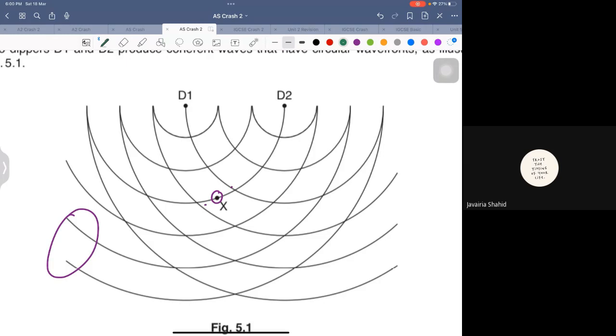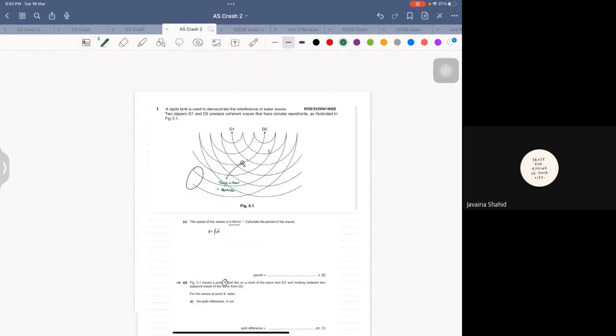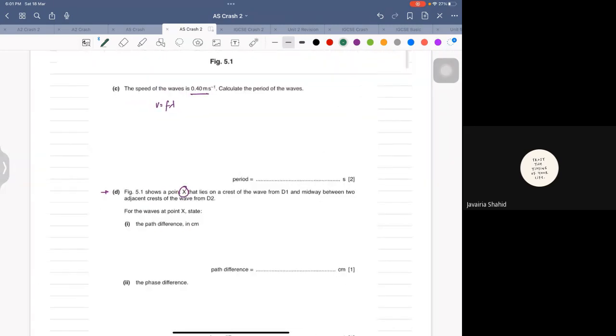This X is on the crest, so it means at this point a trough is meeting a crest. So what do you expect to see here? Destructive interference. Very good. And if they had given you a point like this, Y, then you would say that's constructive interference. So that's what they're saying about the waves, the path difference.